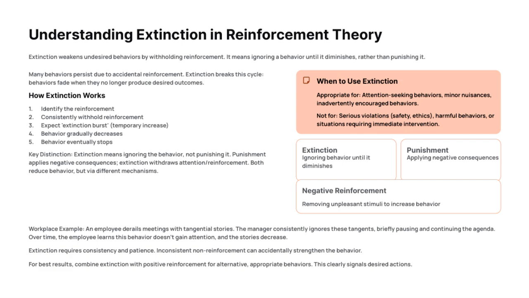Many behaviors persist because they are accidentally reinforced. Extinction helps break this cycle by withholding reinforcement, causing the behavior to fade when it no longer produces the desired outcome. Essentially, extinction weakens unwanted behaviors by not giving them attention or reinforcement. In summary, understanding extinction within reinforcement theory means recognizing that ignoring a behavior, rather than punishing it, can effectively reduce it over time. It's a powerful tool when applied consistently and appropriately.